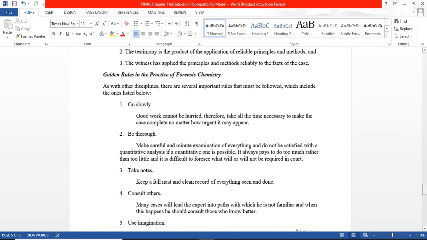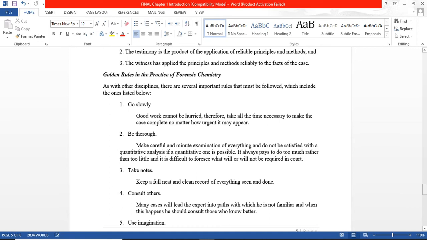Sabihin, hindi ka magpinadali. Number 2, be thorough. Mga small nga mga evidence na pwede mo gather, importante na ina. Make sure of a minute examination of everything and do not be satisfied with the quantitative analysis. If a quantitative one is possible, anong ginamit sa quantitative? Sabihin, mas ginano ang quality.